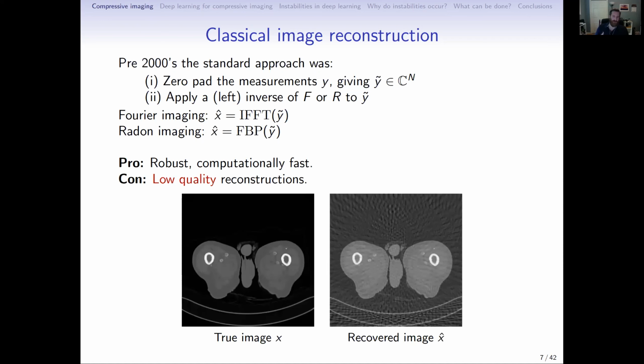The advantage of this is that it's robust and computationally fast; it's a single inverse Fourier transform. But the disadvantage, I think we're all aware of, is that this leads to low quality reconstructions. Here's a typical example from X-ray CT, and this is the type of artifacts you get. These are the classical artifacts from filtered back projection with subsampled measurements.